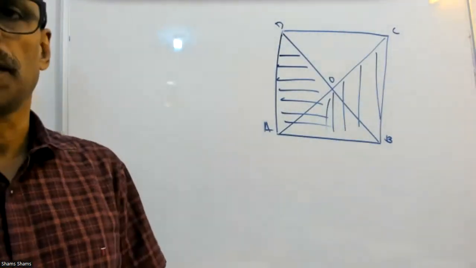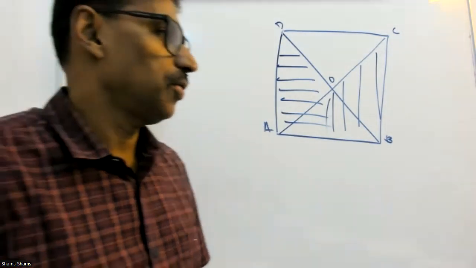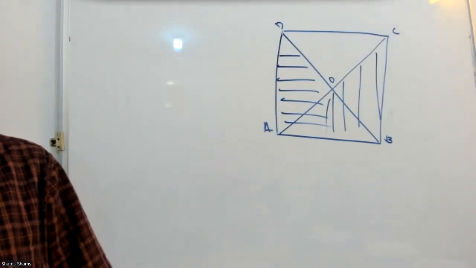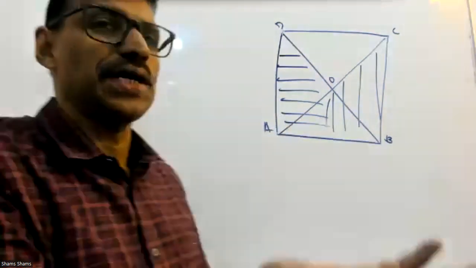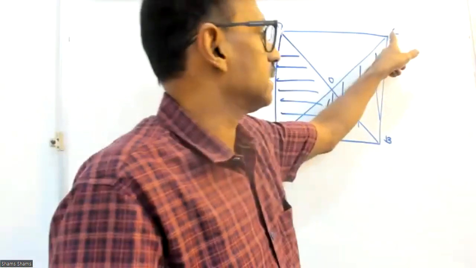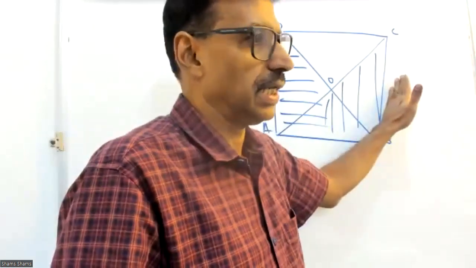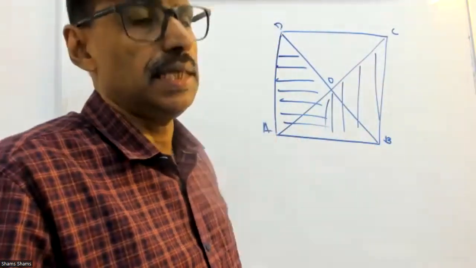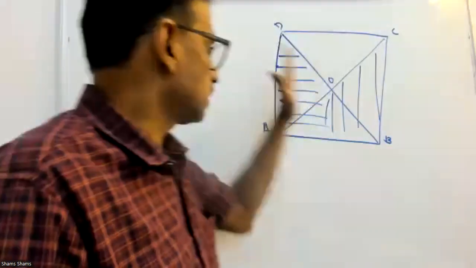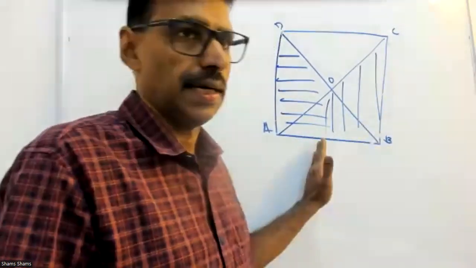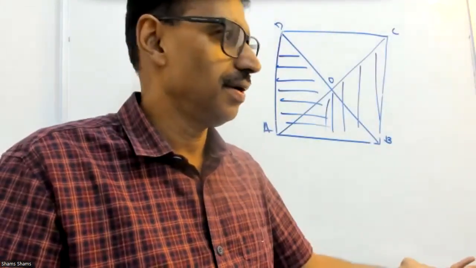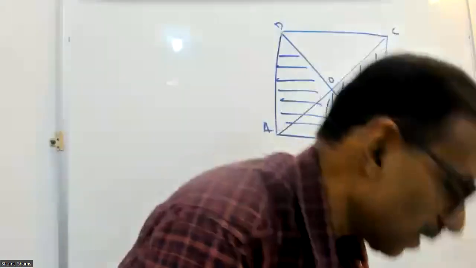and triangle CBA. Which side equal? AB common. Then AD equal to BC. One more, angle A equal to angle B. Why? Square. Each angle 90 degree, no? In triangle DAB and triangle CBA, AD equal to BC, sides of a square. Angle A equal to angle B, each angle of a square, 90 degree. AB equal to AB, common. Therefore, these triangles are congruent by SAS, side, angle, side congruence rule. Hence, DB equal to CA. First part is finished. Simple. CPCT.